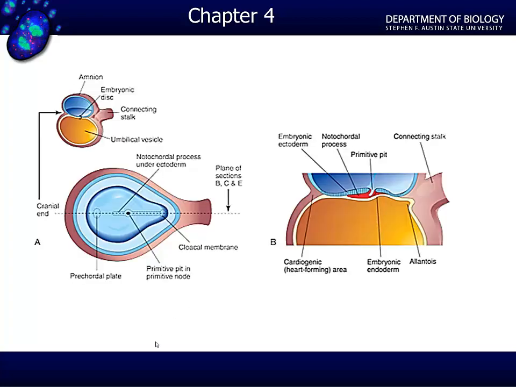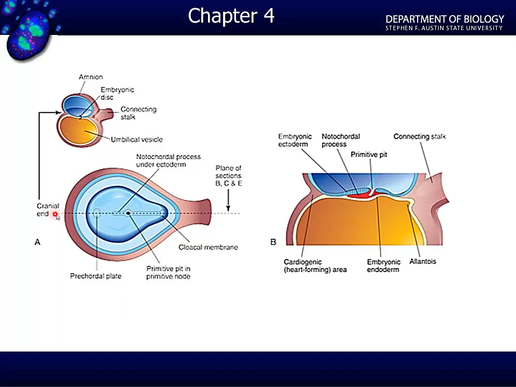So here we can see our illustration. We're looking down from the surface in the amnion. Here we have our primitive pit. The notochordal process is extending under our ectoderm and between our ectoderm and endoderm, and it's going to extend as far as the prechordal plate. Here's the prechordal plate, the future site of our mouth and stomadeum.